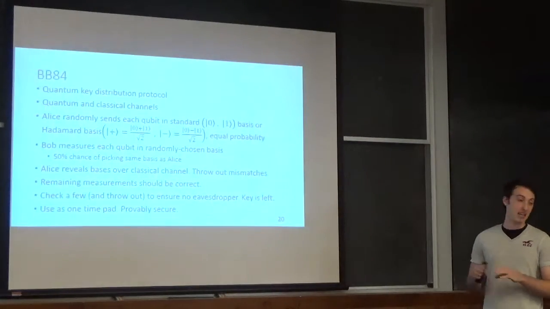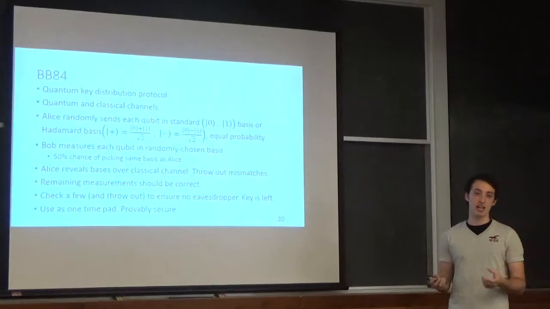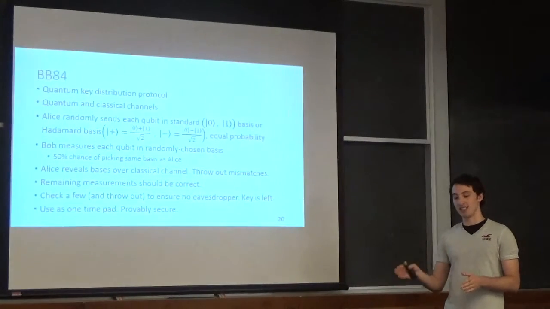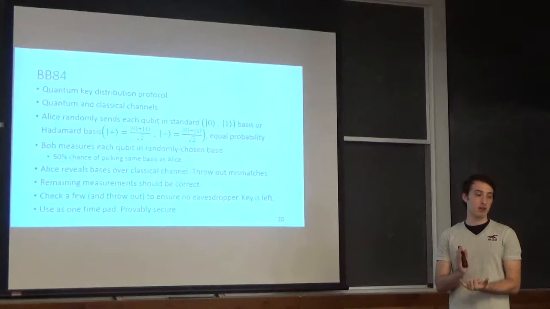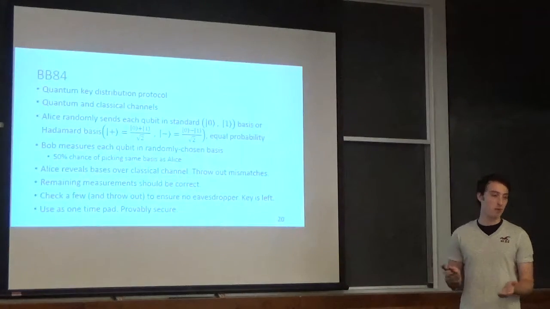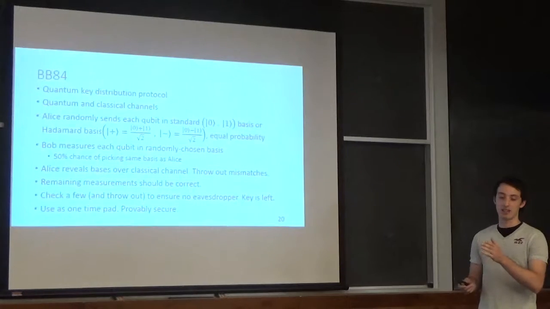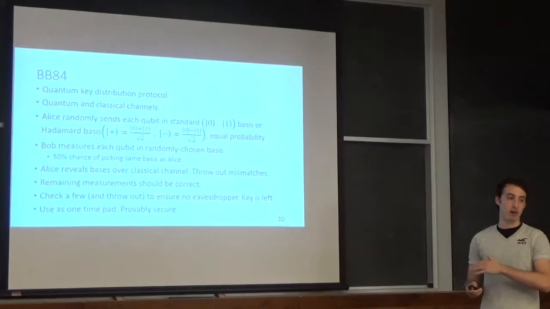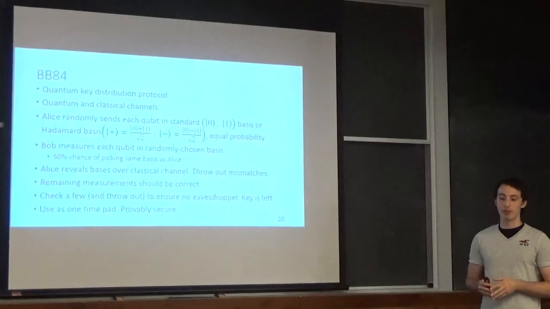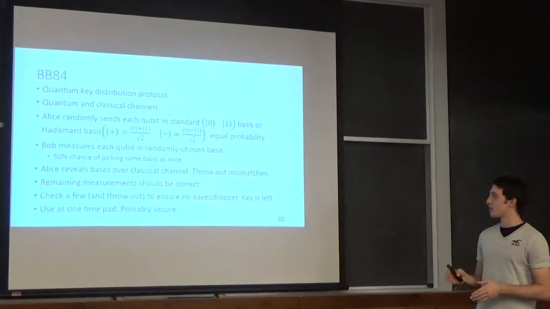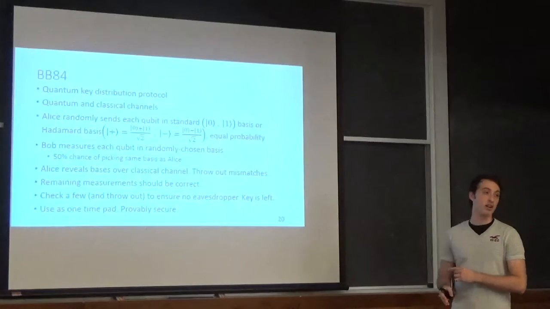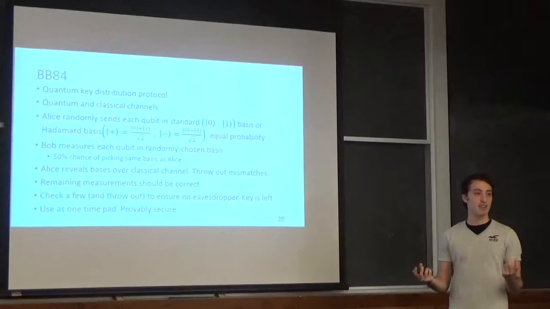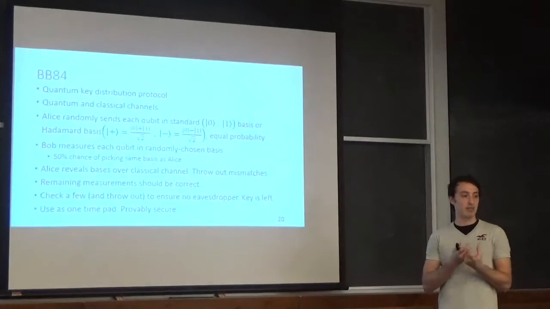They can then use this as their key, as a symmetric key. But the issue is, what if there's an eavesdropper who's also making measurements before the qubit gets to Bob? Even when Alice and Bob pick the same basis, the eavesdropper might pick the wrong basis because they also don't know what basis it is. That could collapse the qubit into the wrong state when Bob measures it. For example, if Alice sends a 0, the eavesdropper measures in the Hadamard basis and gets a plus, and then Bob measures in the standard basis, he might get a 1.